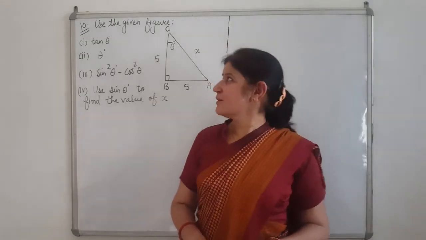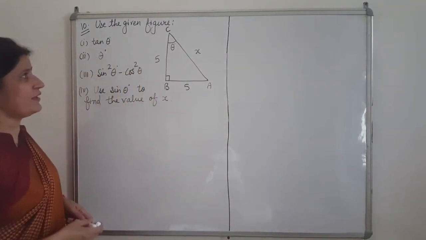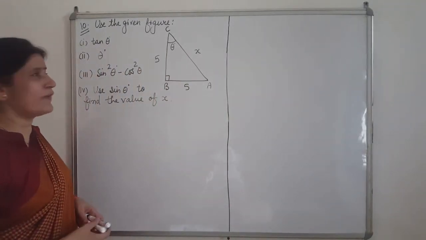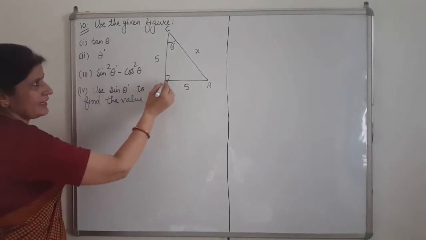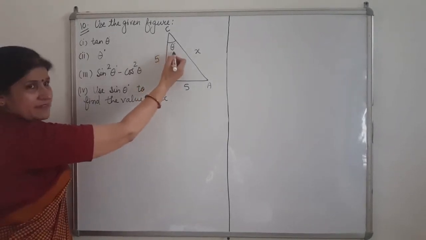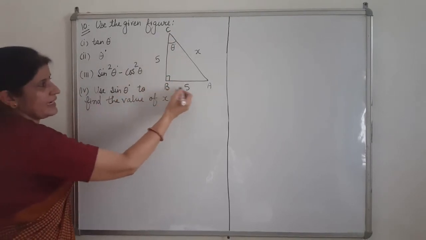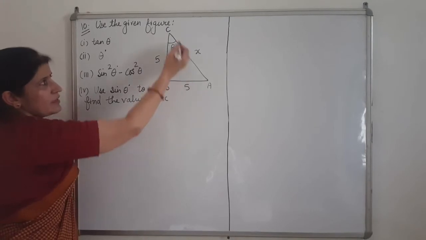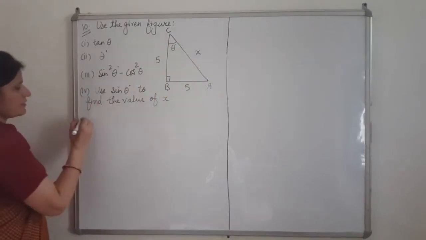Now question number 10. In this question, one right angle triangle is given. Using this triangle, we have to find these parts. In this triangle, angle B is 90 degrees. So this is given theta. According to theta, BC is base and AB is perpendicular. The side opposite to 90 is its hypotenuse. So we start our answer now.